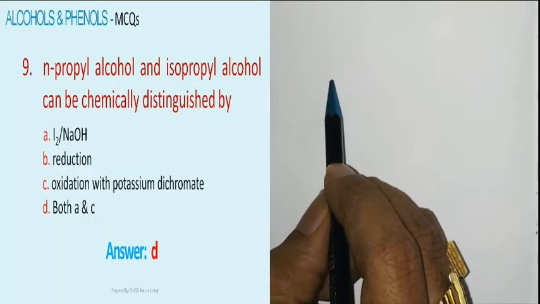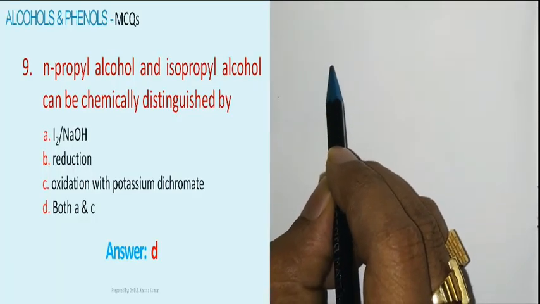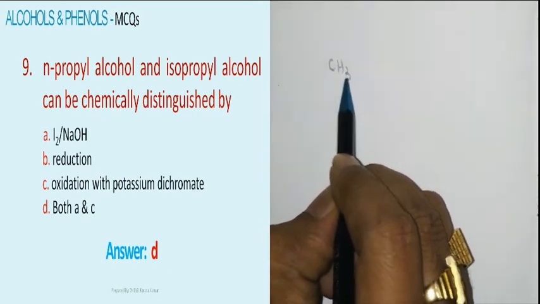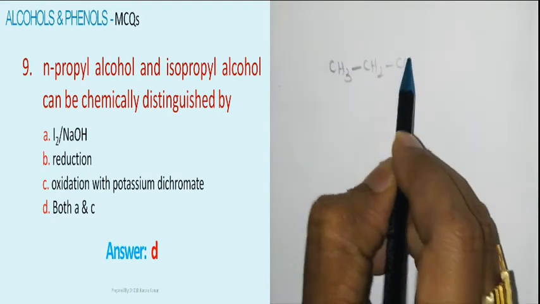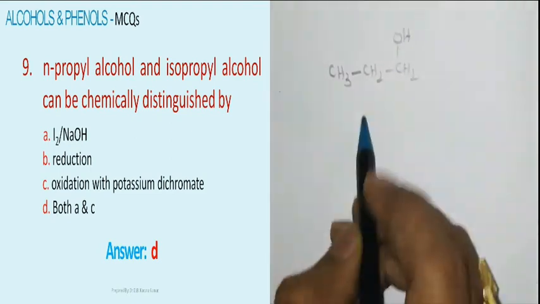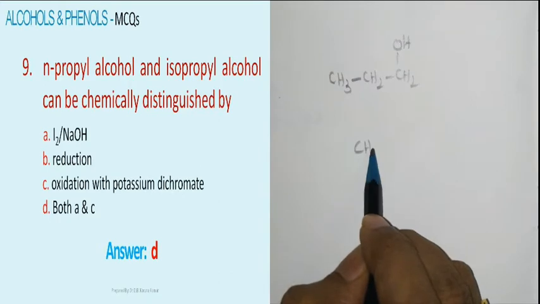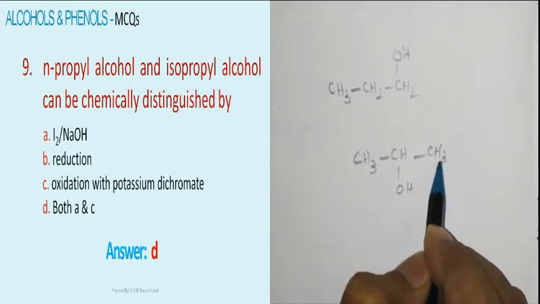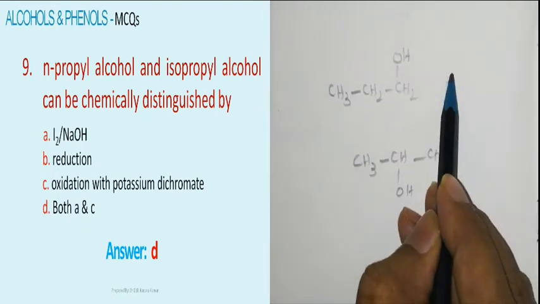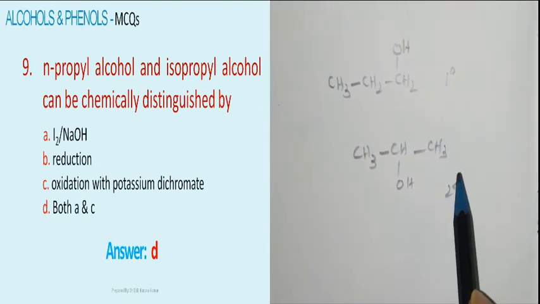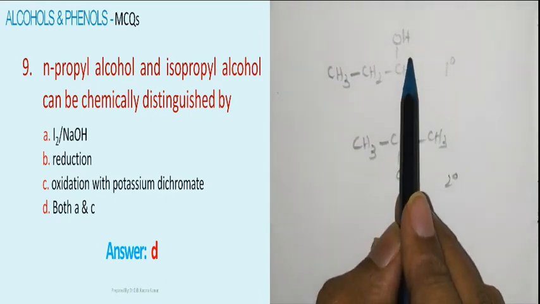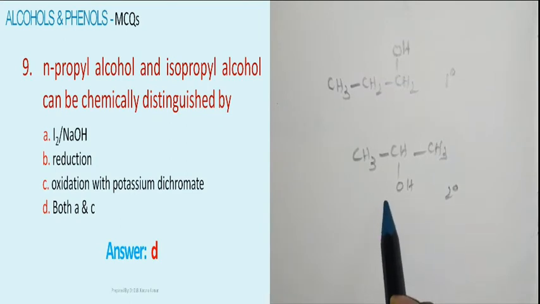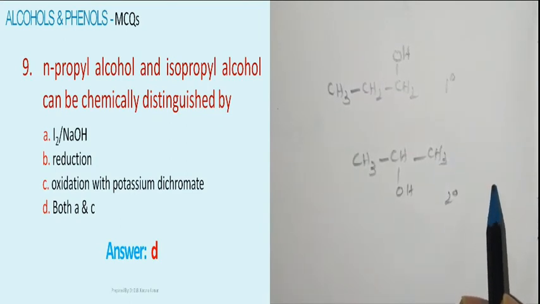In question number 9, he is asking us the distinction for N-propyl alcohol and isopropyl alcohol. First, N-propyl alcohol means CH3, CH2, CH2OH. Isopropyl alcohol is also called 2-propanol, CH3, CHOH, CH3. It is a secondary alcohol, this is a primary alcohol. Therefore, both of them can be distinguished by oxidation. Oxidation of primary alcohols initially forms aldehydes, whereas oxidation of secondary alcohols initially forms ketones. That is one way of distinguishing.